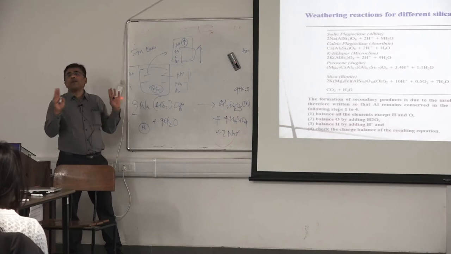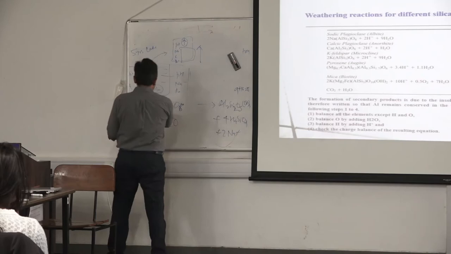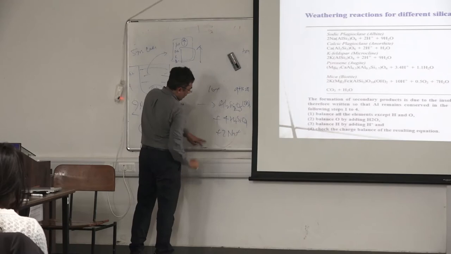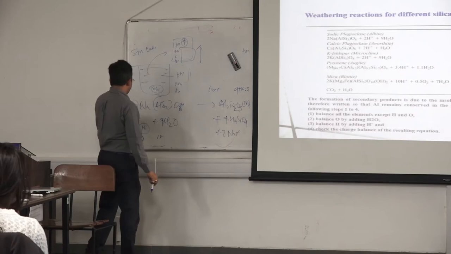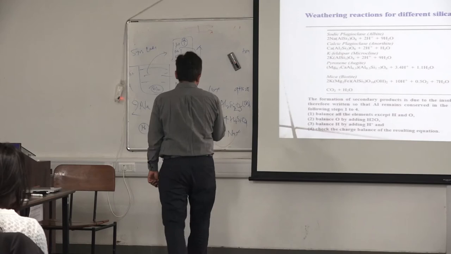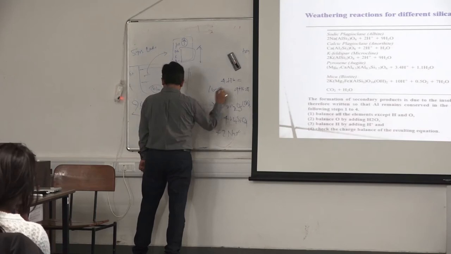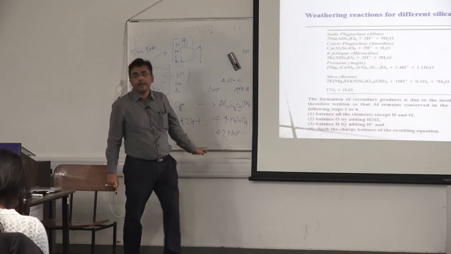And if you calculate the H plus, then this has no H, this is 18H and this is 16. So it means this is 9 into 18, and then H4, 4, and 16, 20. So 4 plus 16, 20. Then this is 18, so then 2H plus. Right? So then you have balanced the equation.